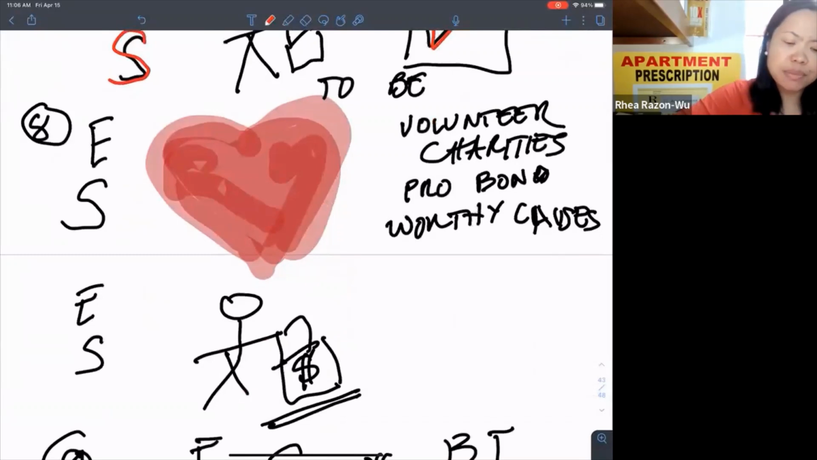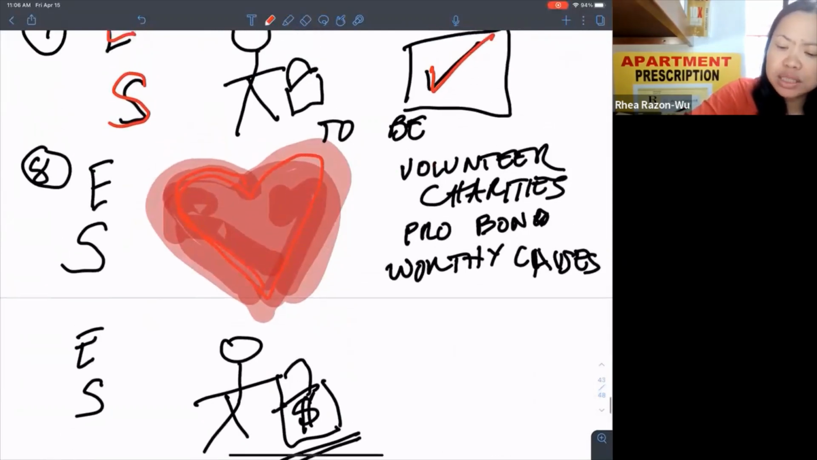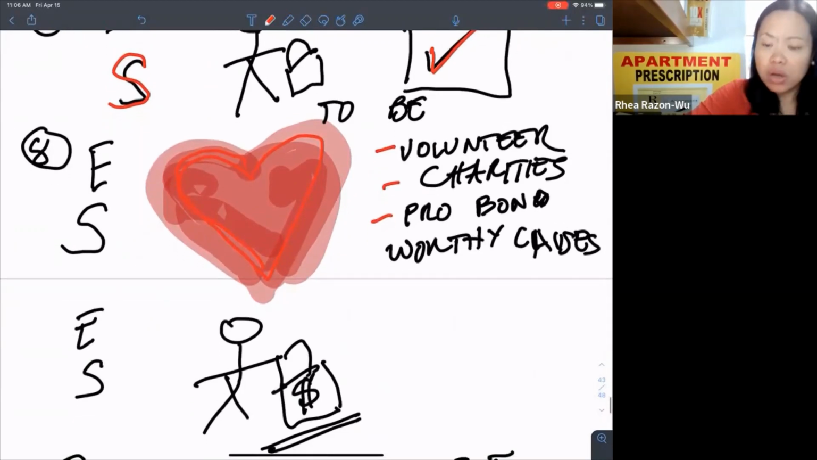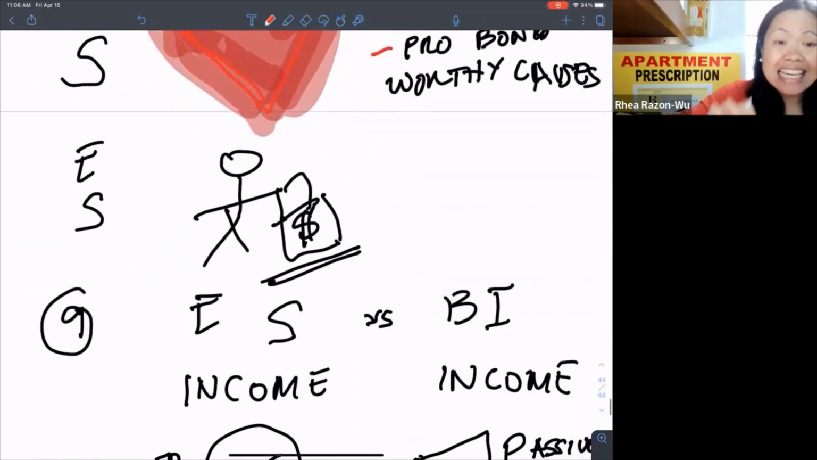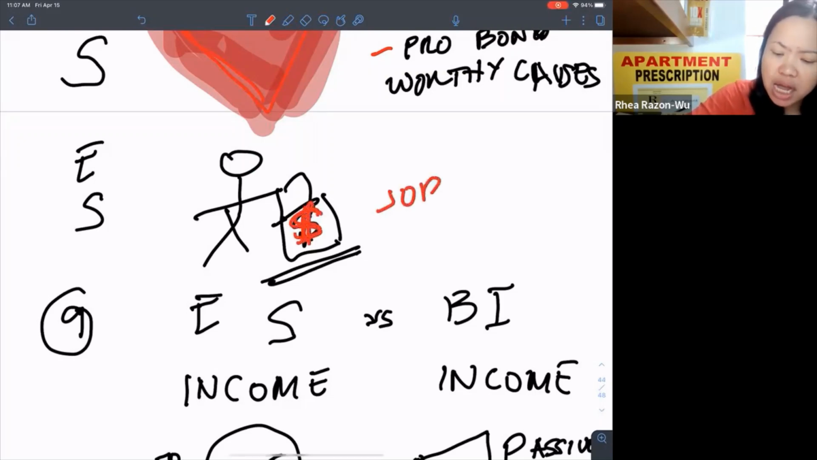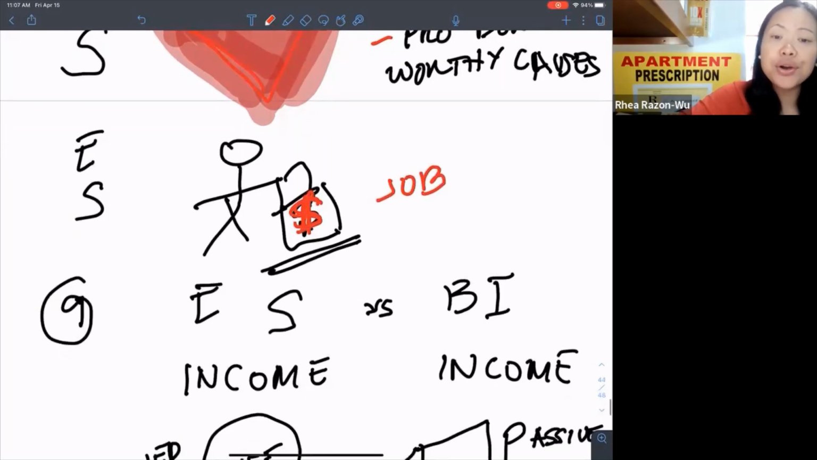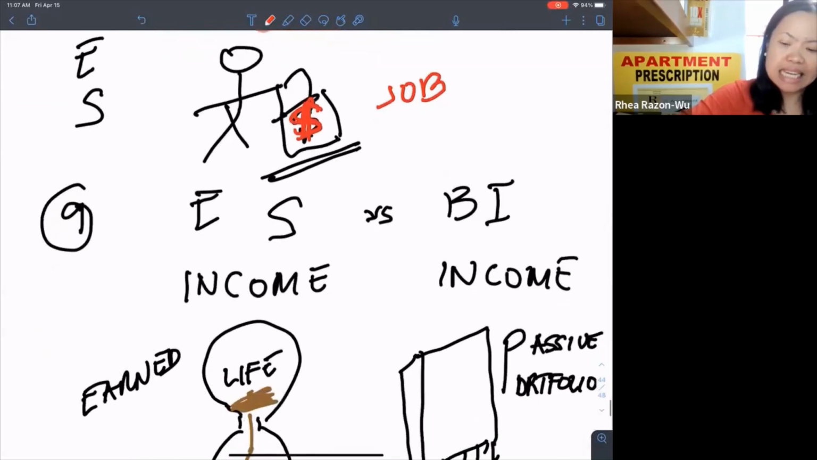Point number 8 from the book. The employee and the self-employed specialist are also generous. They give their time to volunteer for charities. They also do pro bono work for worthy causes. Now, primarily, the E and the S, employee, self-employed, specialist, small business, their money is coming from their work, their job. They're earning their money. It is called earned income.